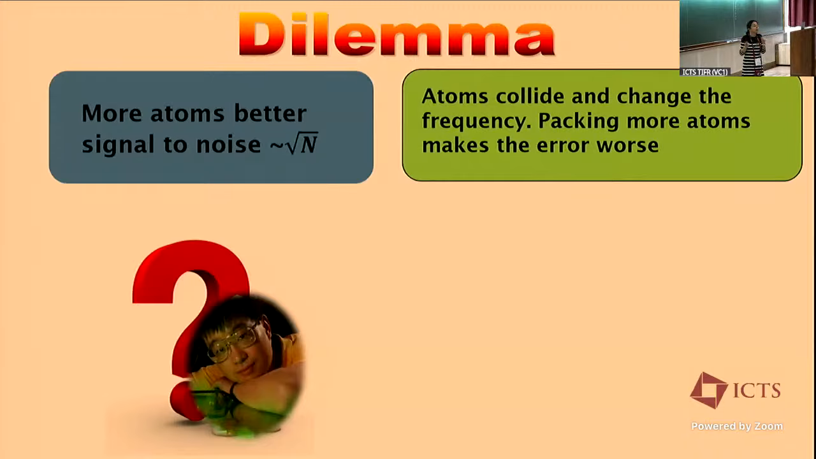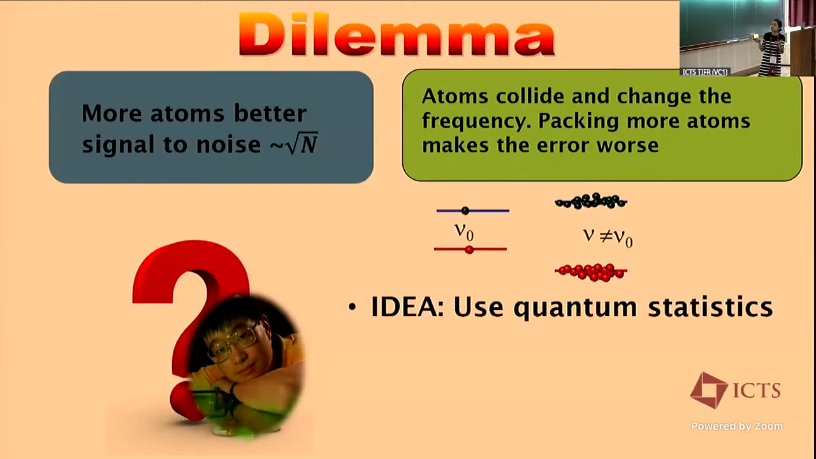But the problem, however, is that atoms are not transparent. So these atoms, when we put them in the clock, start to collide. And the issue is that when they collide, the frequency of the transition that we measure is going to be affected by the density, by how many atoms we have.